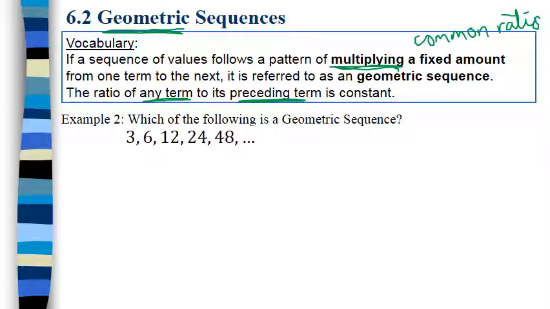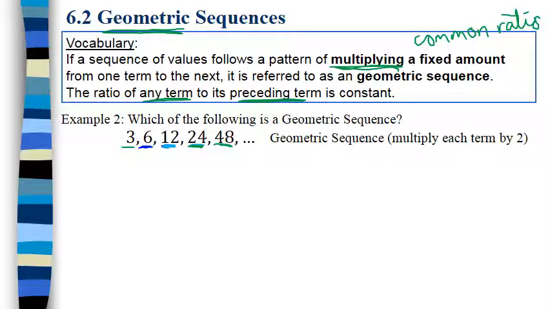So, for example, if we take 6 and divide by 3, we get 2. If we take 12 and divide by 6, we also get 2. If we take 24 and divide by 12, we get 2. If we take 48 and divide by 24, we get 2. And so this is actually a geometric sequence because you're going to multiply by 2 to get to the next term.